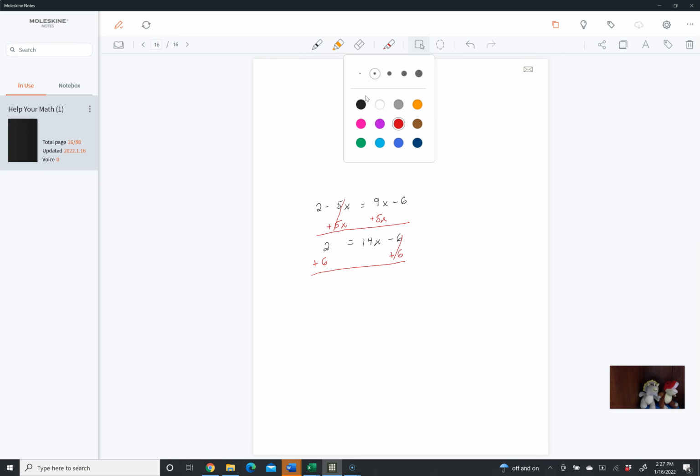2 plus 6 is 8. So we are left with 8 is equal to 14x. And now we want to get x by itself. So once again, we're going to use an inverse property. This 14 is being multiplied by x. So in order to get rid of it, we can divide both sides by 14.